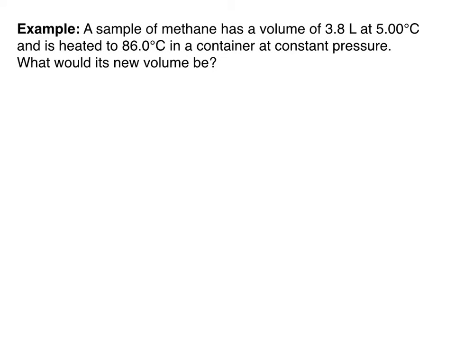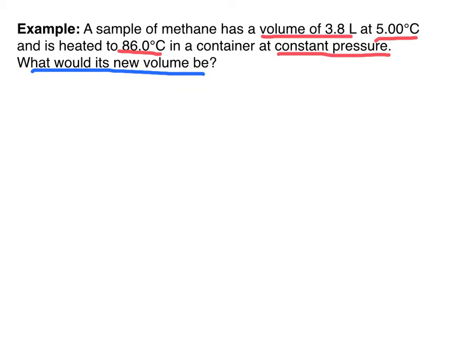So in every single one of these situations, what we're going to do is kind of what we did with stoichiometry. We're going to underline important pieces of information. The volume I'm given is 3.8 liters. I'm given a temperature, 5. I'm given another temperature, 86. And I'm also given the fact that this is at constant pressure. That's extremely important. What am I being asked to find? I'm being asked to find the new volume. So you can pretend I have a container at 3.8 liters, 5 degrees. If I heat this up to 86, what should happen to the volume at constant pressure?